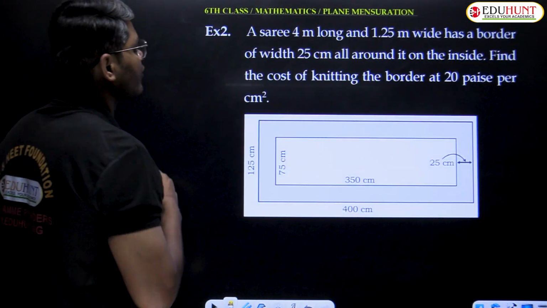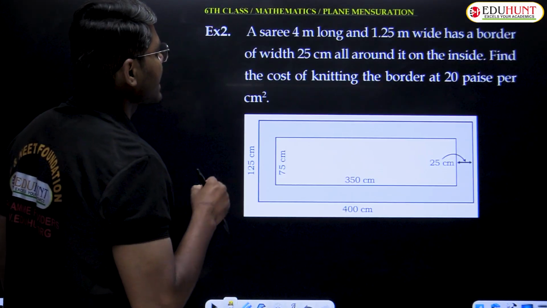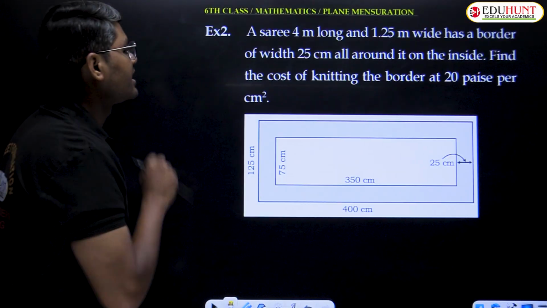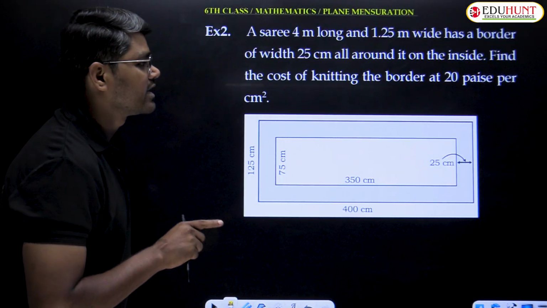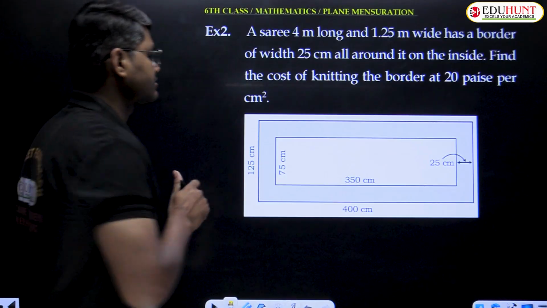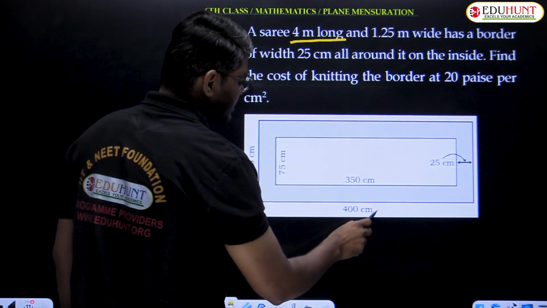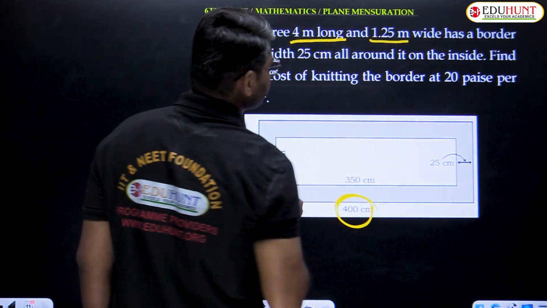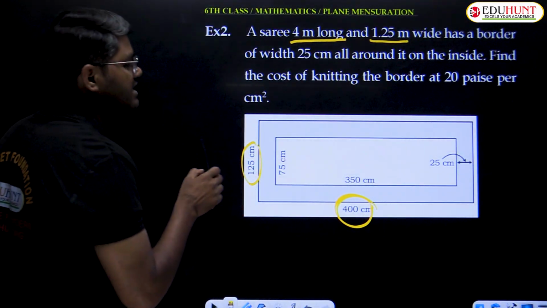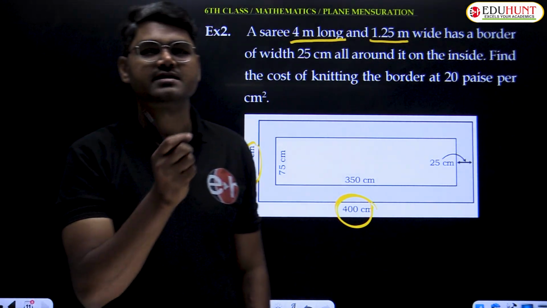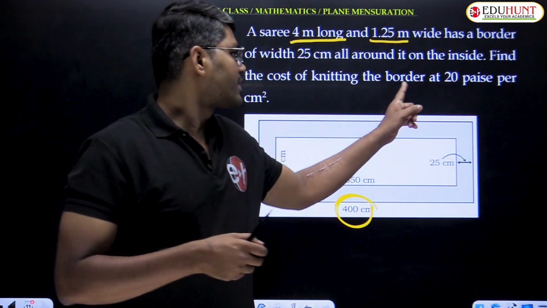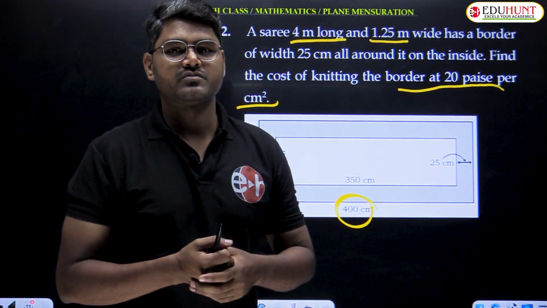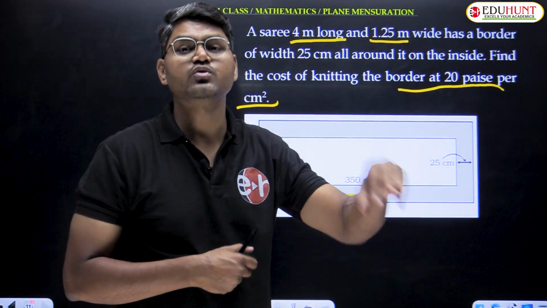A sari 4 meters long and 1.2 meters wide has a border of width 25 centimeters all around it on the inside. Find the cost of knitting the border at 20 paise per centimeter square. 4 meters long means 400 centimeters, and 1.25 meters means 125 centimeters. Why is it converted into centimeters? Because the cost is given per centimeter square, it is costing 20 paise. So that's why the units are converted into centimeters.